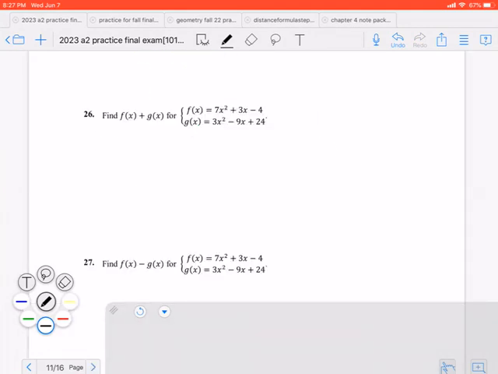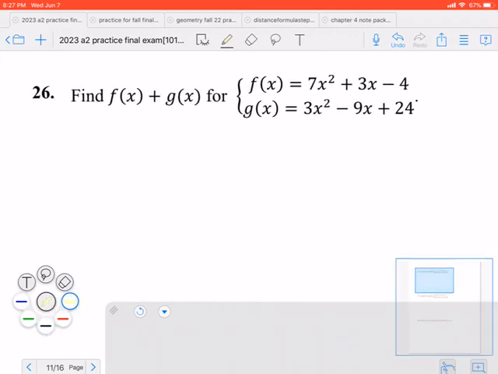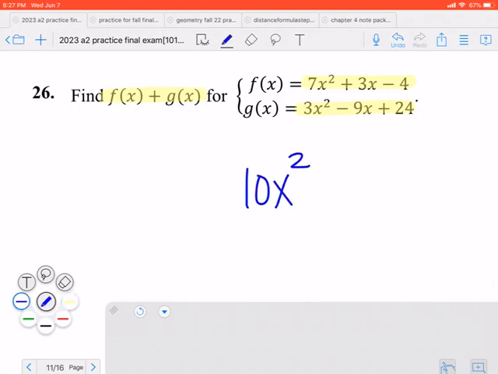Number 26. Find f of x plus g of x. We're just adding. So we're taking this guy and we're adding it with that guy. 10x squared minus 6x plus 20. That's it.